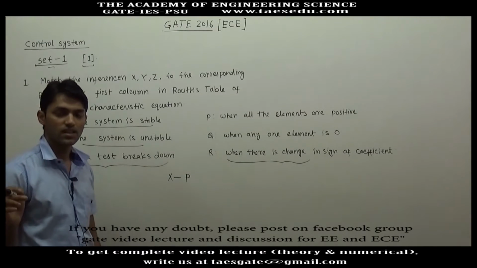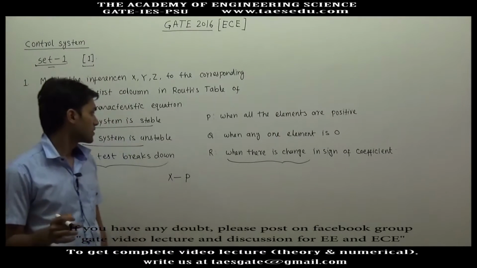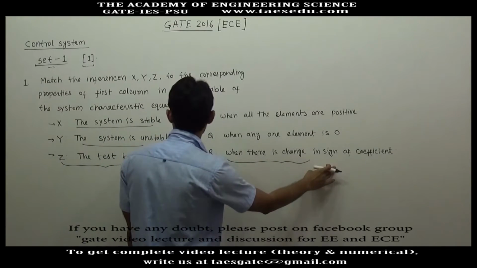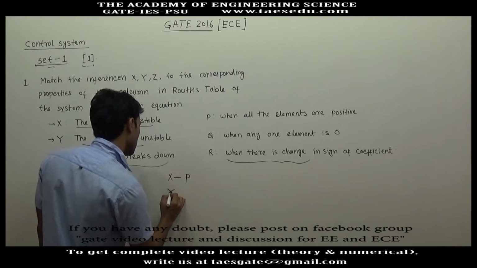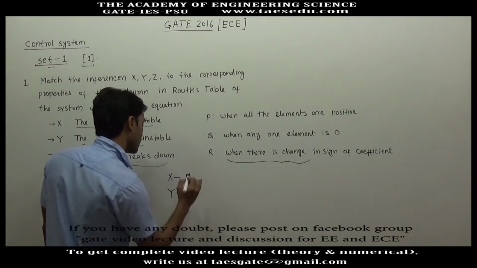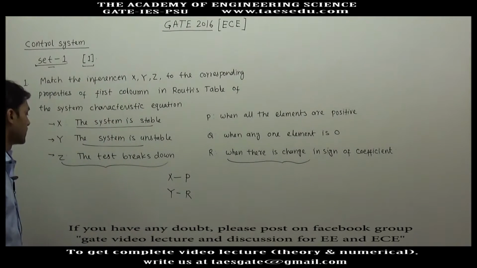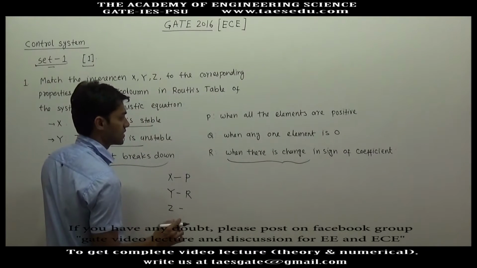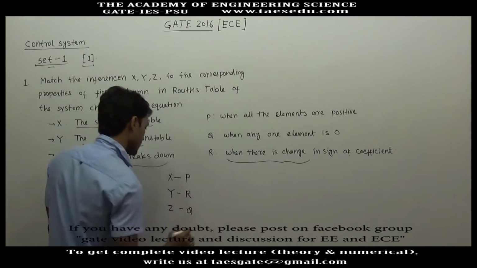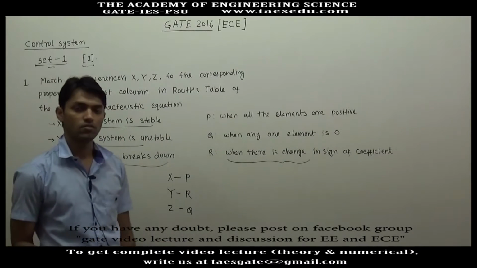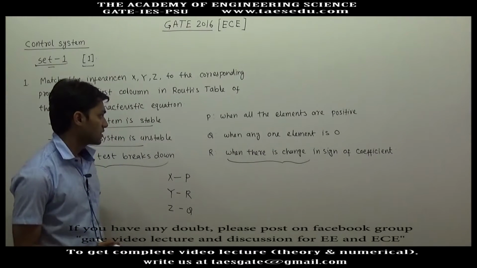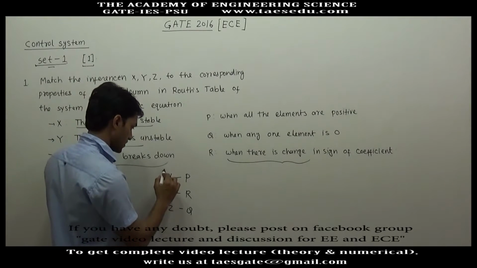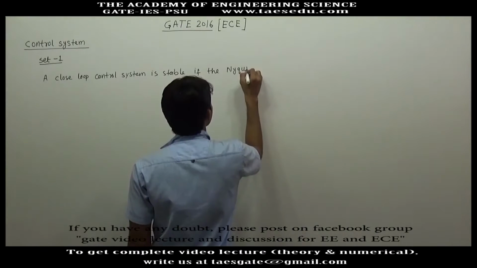If there is a change in sign in the first column, the system will be unstable. When there is a change in sign of coefficient, so y will be matched to r, and the remaining statement is z, and here we have the remaining statement as q. If there is a 0 in the first column of the Routh-Hurwitz table, then the test will break. Okay. So this will be the answer.